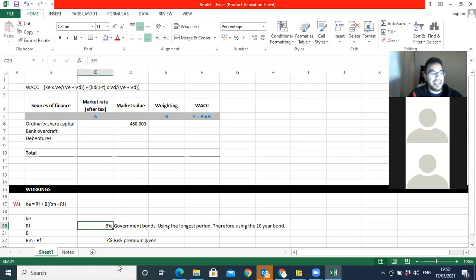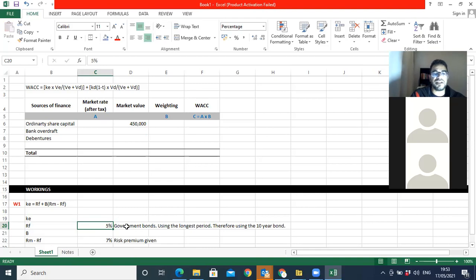And now we must calculate beta. Now remember, they gave us beta of 1.4. However, we can't use the 1.4. The reason being is that it relates to beta of another company. Okay, it relates to beta of another company. So we need to adjust that beta to represent ours.